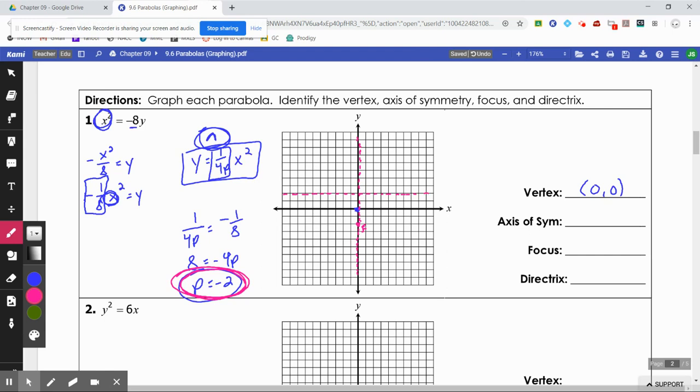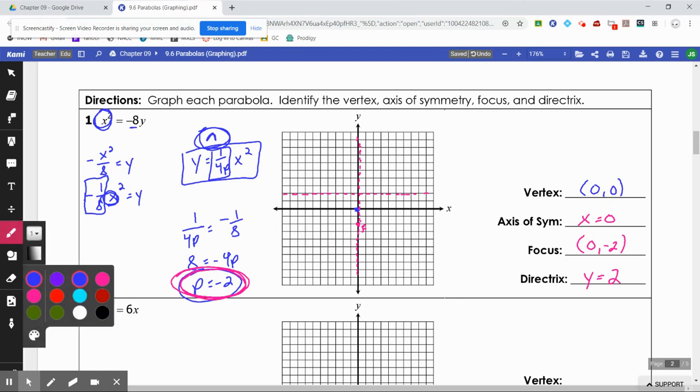So let's label all these. Your axis of symmetry is going to be the line x equals 0. Your focus is located down 2 units from your vertex, so it's going to be at 0, negative 2. Your directrix is going to be y equals, and it's going to be up 2 units. It's going to be y equals 2.